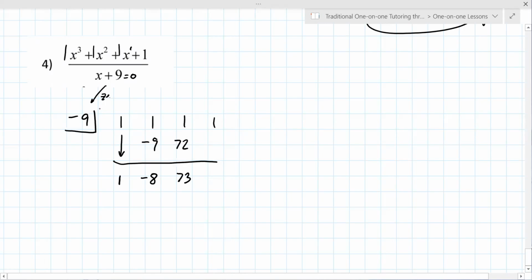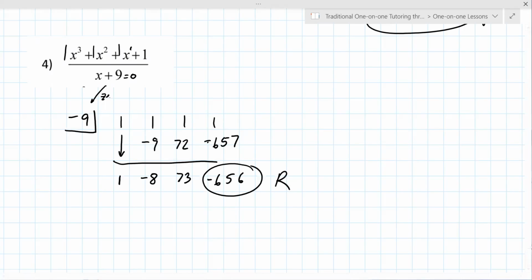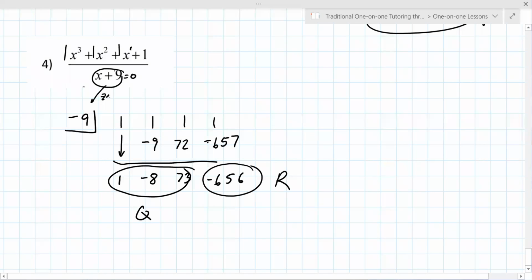Then you multiply by -9, which I don't have. It's like 630 and 27. So it's like -657, something like that. And then you add again. So -656. So this is your remainder. And this is your quotient. And this is your divisor. So this is maybe the hardest part here because it's slightly different.